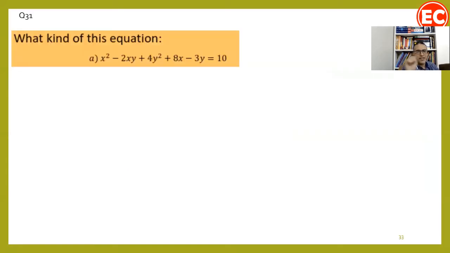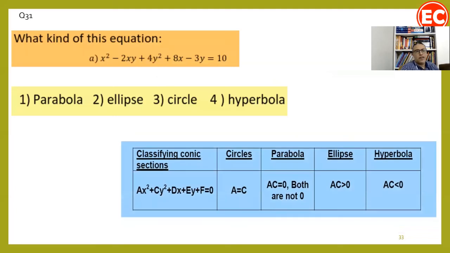Question 31. This is the one I'm talking about. Look at the given figure. What kind of equation is x squared minus 2xy plus 4y squared minus 8x is equal to 10? I added the rule here. This is a common question in Tahsil. I give you an equation, as you can see, and you want to decide, is it a parabola or hyperbola? If y squared does not exist, or x squared does not exist, this will be a parabola. If one of them does not exist, it's a parabola.